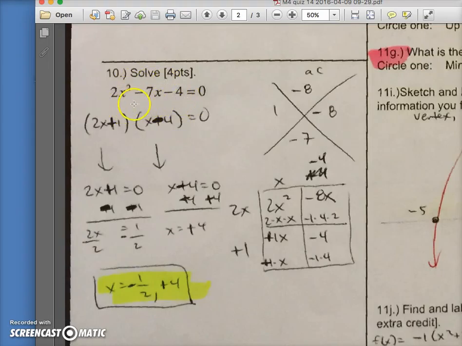Question number 10. There's no GCF, you're still factoring, and then you need to solve. So A, B, and C, put it into your X box, and then zero product rule, and you'll get -1/2, and here +4.